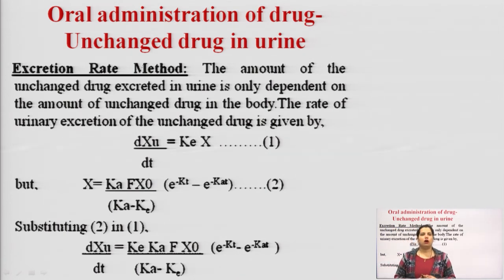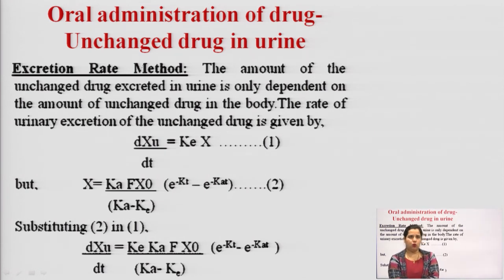So, X is equal to K A F X naught divided by K A minus K E, e to the power minus K E T minus e to the power minus K A T. We got this equation earlier for the presence of drug in plasma from the earlier derivations. So, now substituting the second equation into the first.